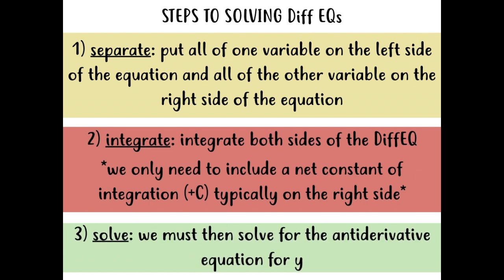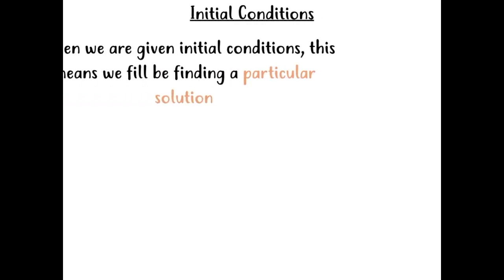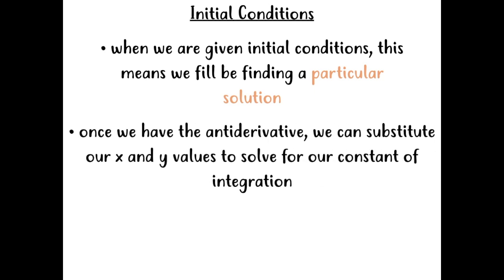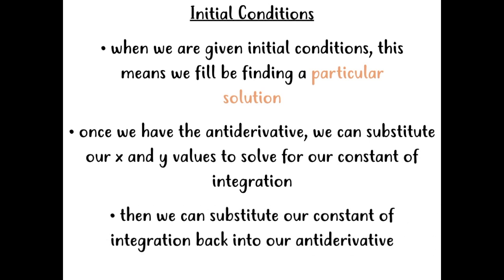Then we can finally solve. We must then solve for the antiderivative equation for y. When we are given initial conditions, this means we will be finding a particular solution. Once we have the antiderivative, we can substitute our x and y values to solve for our constant of integration. Then we can substitute our constant of integration back into our antiderivative.